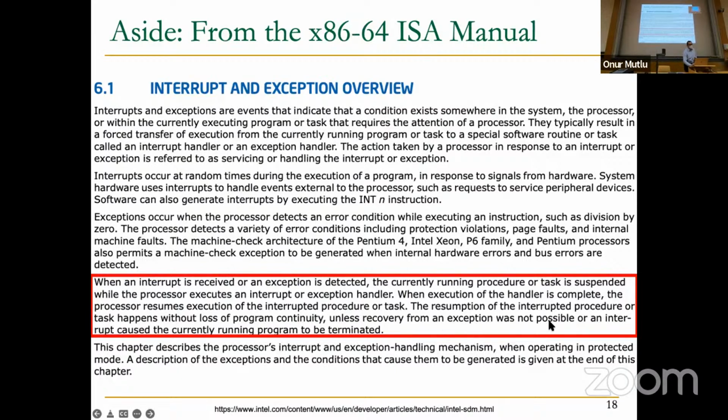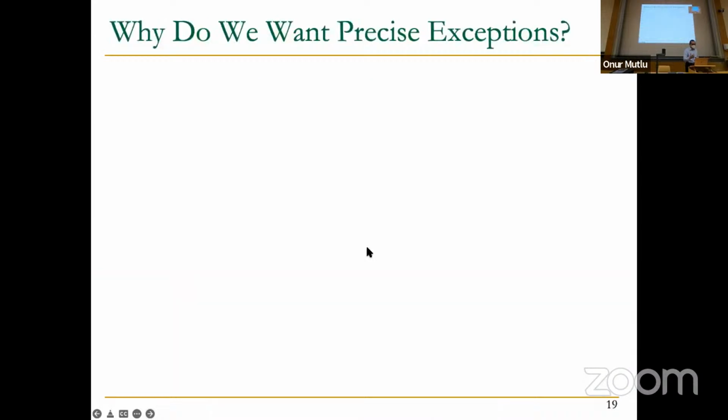Unless recovery from an exception was not possible or the interrupt caused the currently running program to be terminated. So everything I said actually boils down to this description. Power failure may terminate your program, for example, or a machine check exception may terminate your program. But otherwise, you go back to your program. I'd recommend reading this entire thing on your own because it's actually nice.